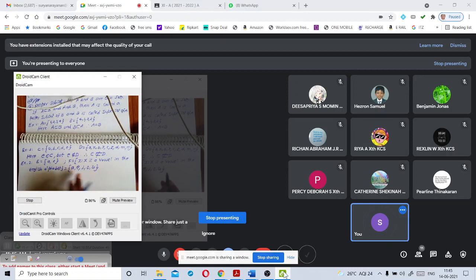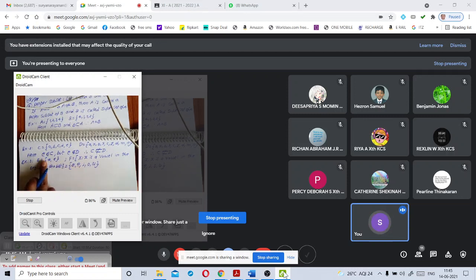{a, e, i, o, u}. First of all, we have to write the given sets in the roster form. Then we can compare the two sets. Now, can you tell me whether set E is a subset of set F? Catherine, is set E a subset of set F? Yes, sir.